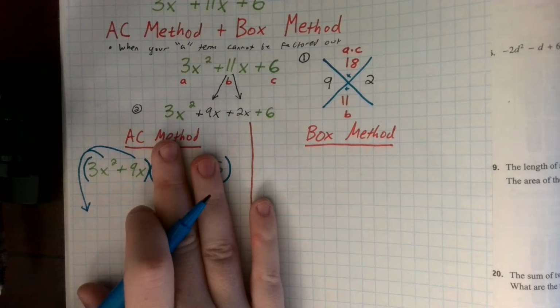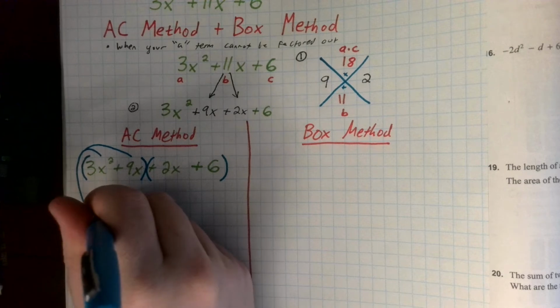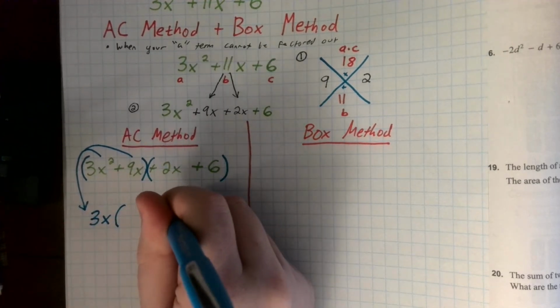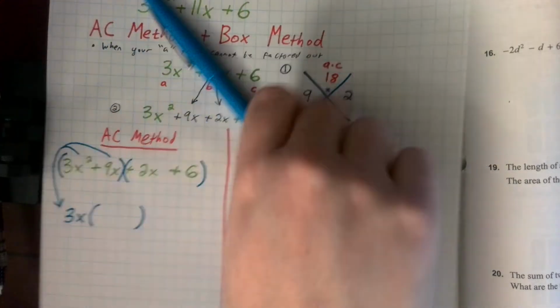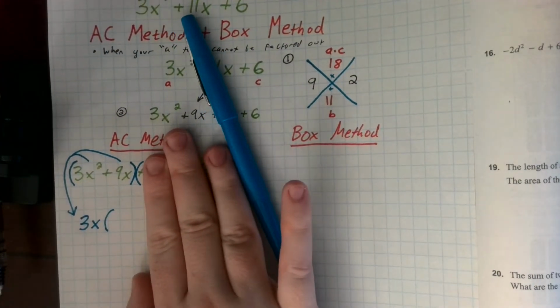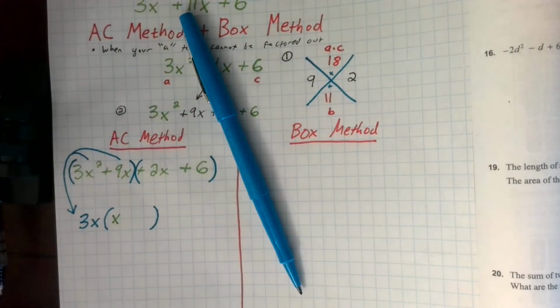They both have an x. This one has 2 of them, actually, and this one has 1 of them. So let's pull out 3x and see what's left over in the parentheses. When we pull out 3x from 3x squared, we're just left with 1x. So we're going to write it as x in here.